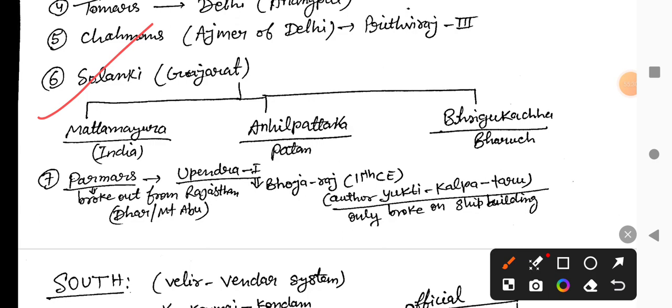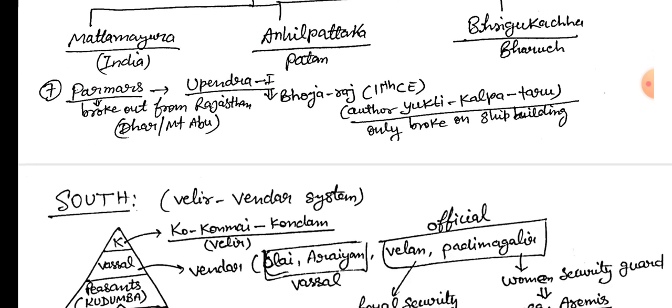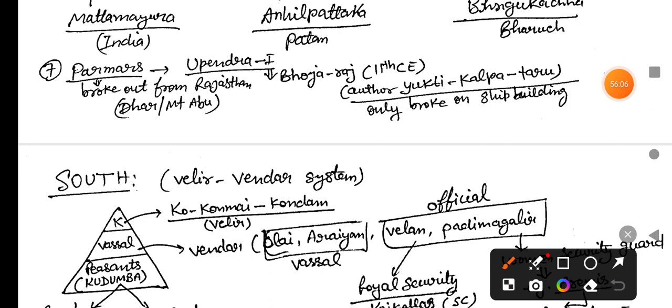And the Solanki dynasty, which is located in the Gujarat region. Solanki controlled territories like Modhera Mata Mayura, located in India, not in Pakistan. And Anhilpataka, or Patan, which is a port city. Bhrigu Kutch was also a port city, located near the Narmada mouth.